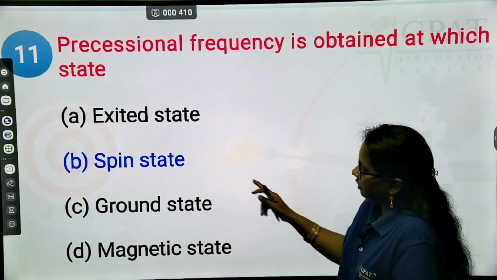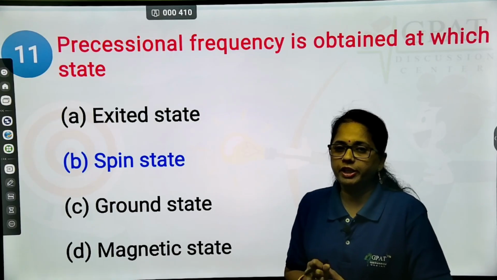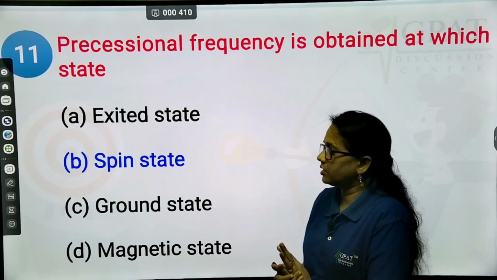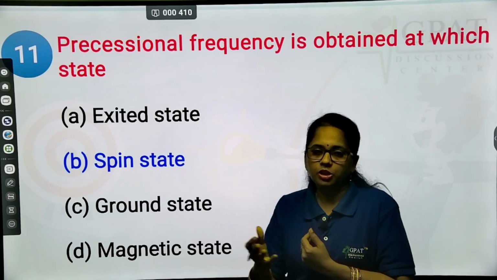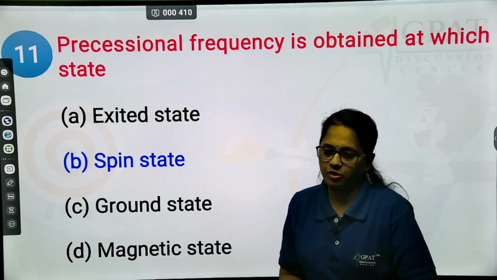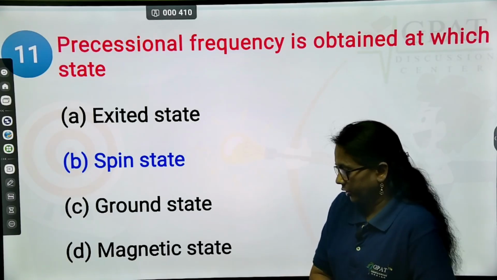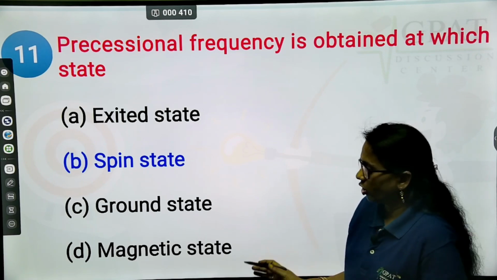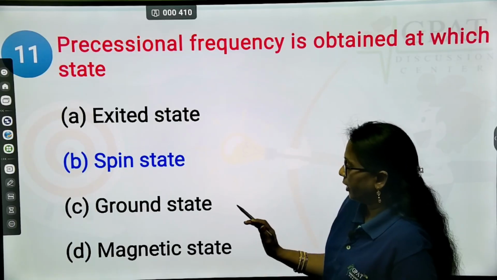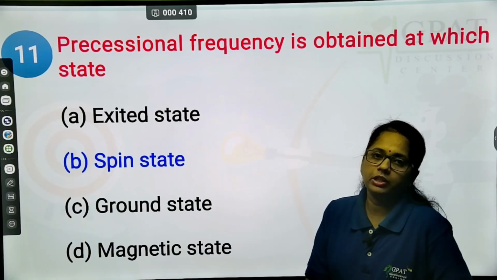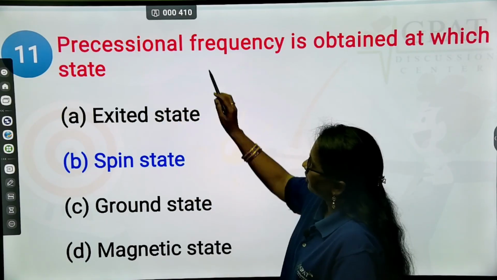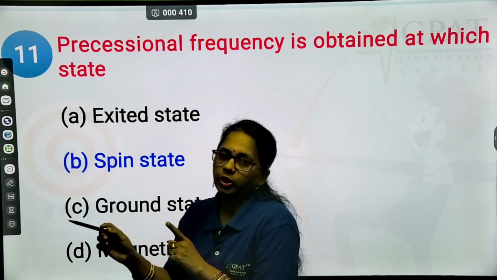For absorption of the radiation to take place, the natural frequency must equal the precessional frequency, and only then does the spinning of the nucleus take place. Ground state, we are nowhere talking about the precessional frequency. Magnetic state, no, it is not related at all. Excited state is a different thing, not related to NMR. Only the spin state. At the spin state only we talk about this precessional frequency. So at this state the natural frequency becomes equal to the precessional frequency.